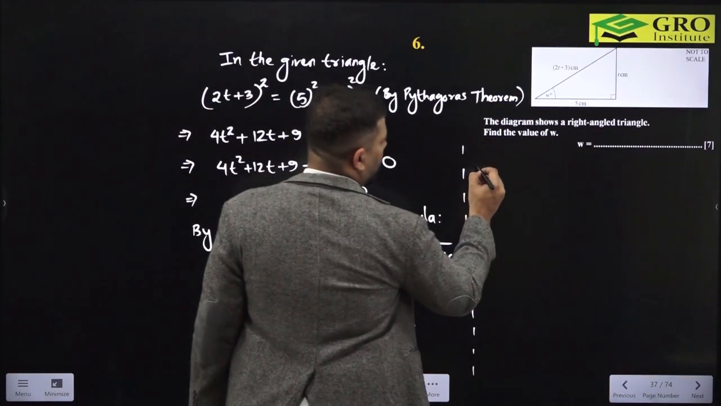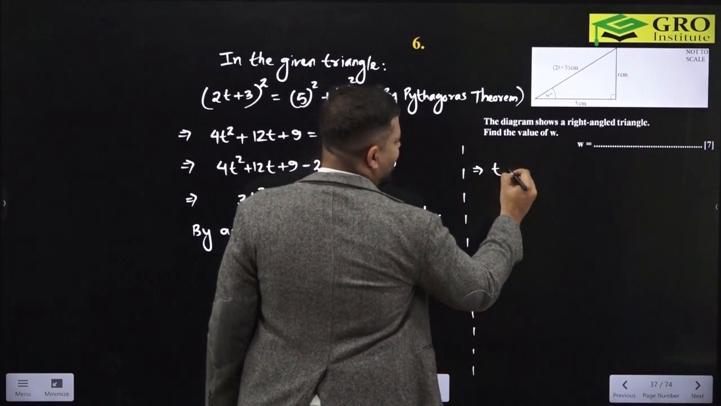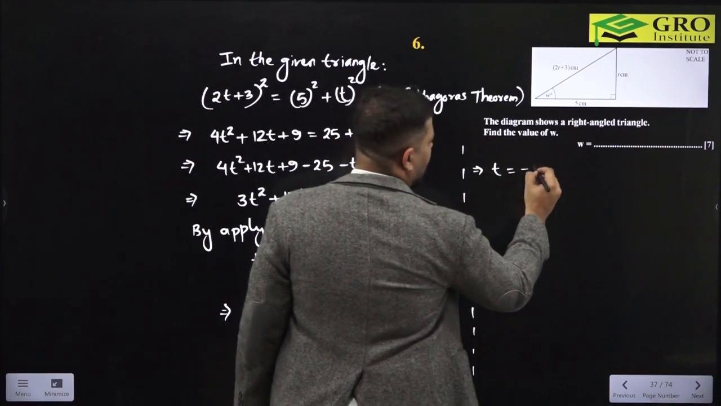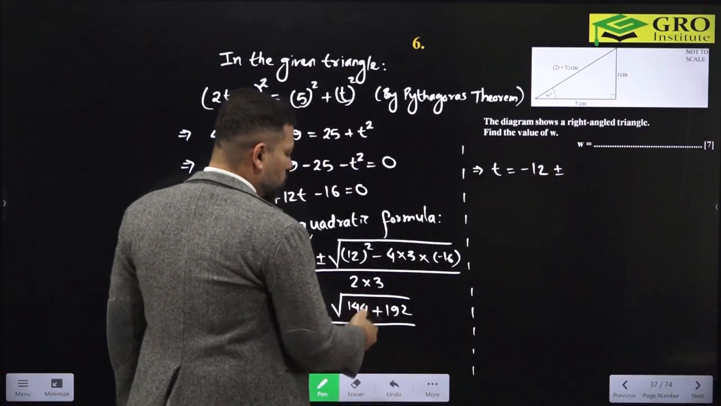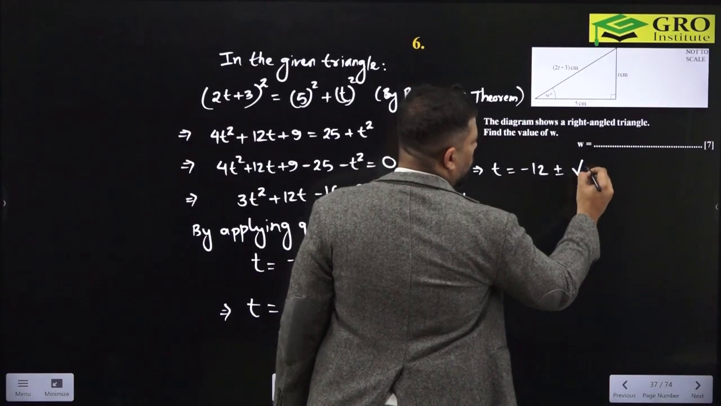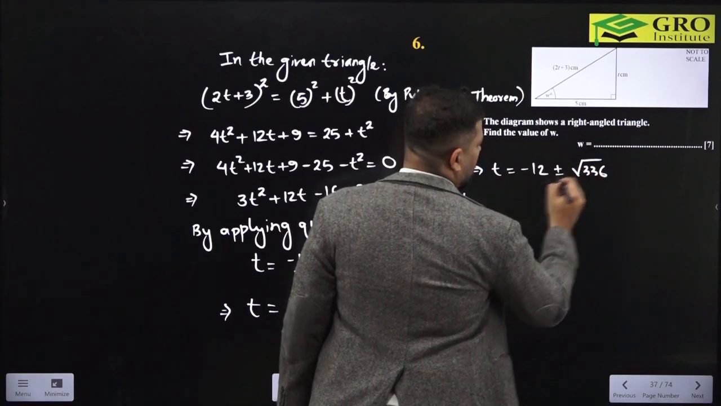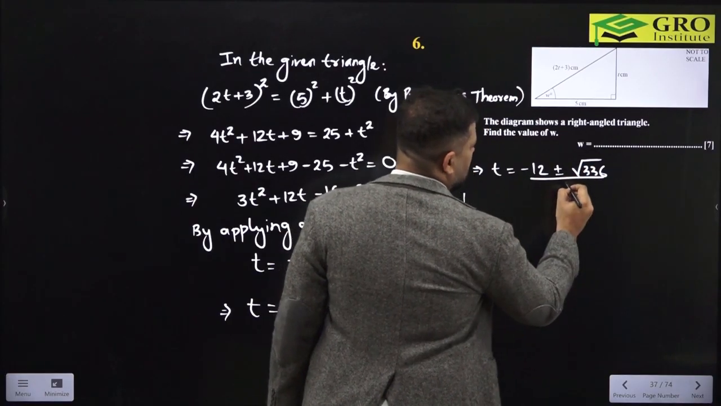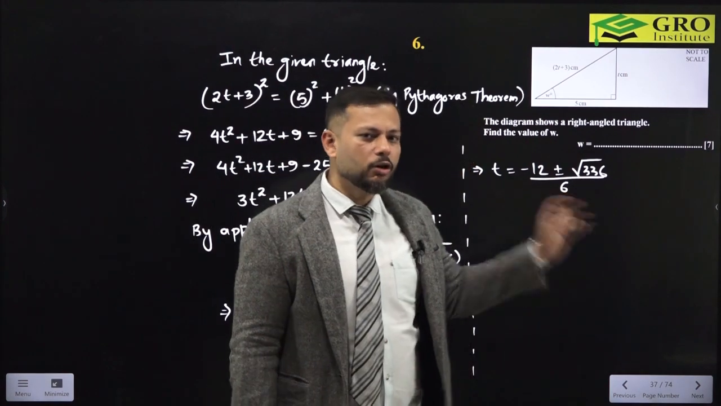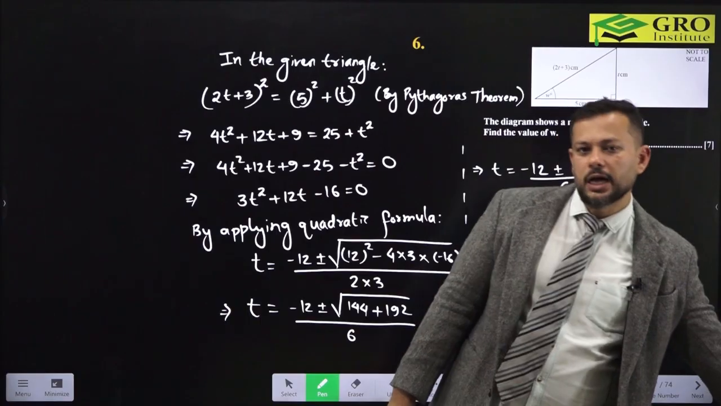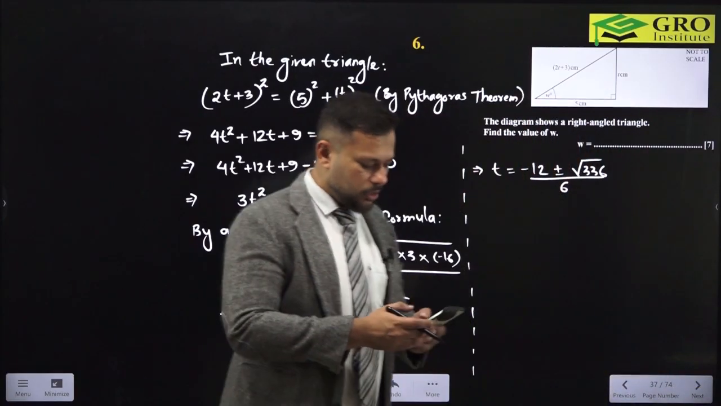Here, if I solve it, I'll get the value of t as minus 12 plus minus root 336, upon 2 times 3, which is nothing but 6. Let us quickly find out the value of root 336 by using our calculator. Let us use the calculator.